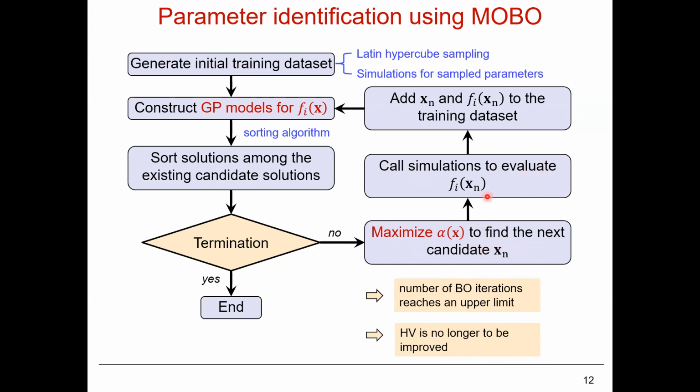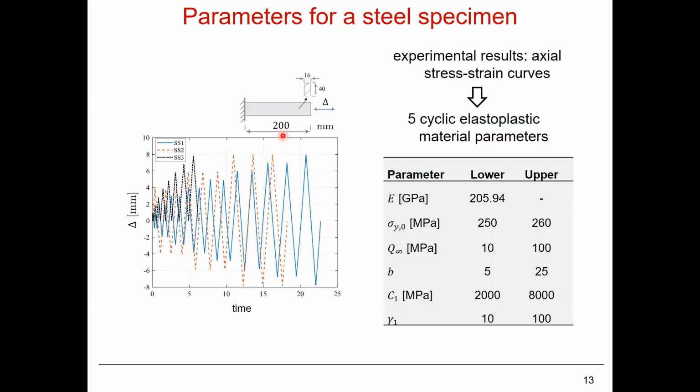And we call simulation to evaluate the error functions corresponding to the new parameter vector here. We add the parameter vector and the corresponding error functions to the training data set, and we start a new iteration. So we go back to the example we saw before.